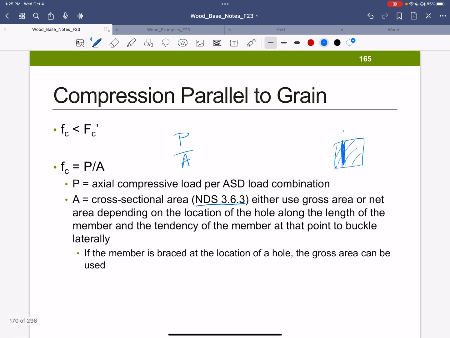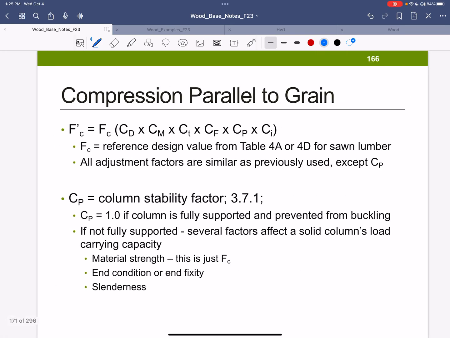It's a difference depending on where the hole is, how likely that is to be an area that is critical to buckling. And also, if it's not going to buckle and it's pure crushing, the hole makes a little less of an impact because it's only in isolated spots.